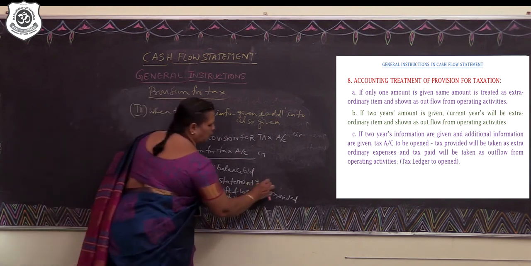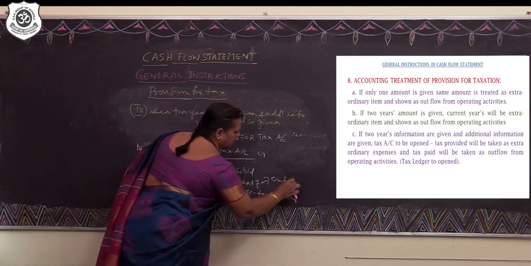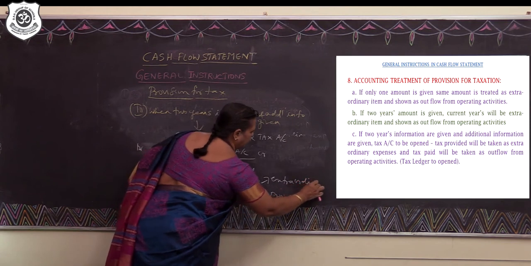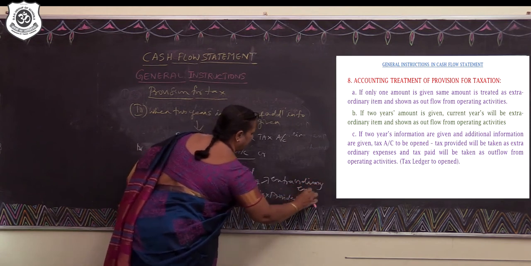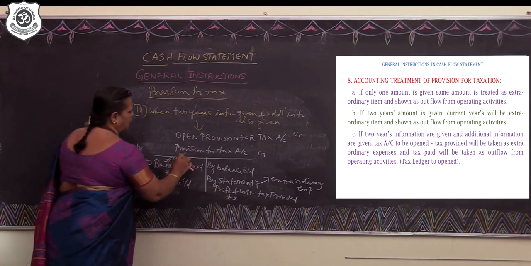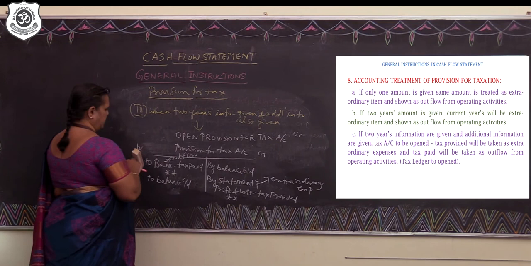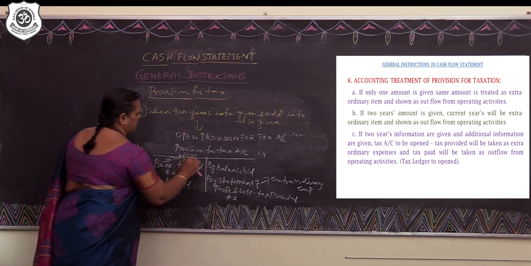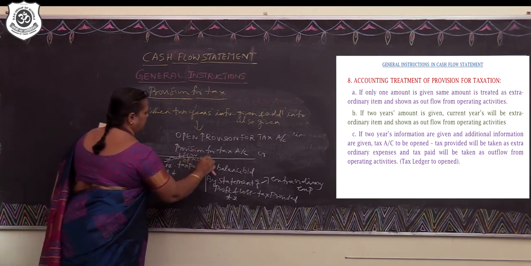If it is tax provided, this will be an extraordinary expense. And if it is tax paid, this will be an outflow from operating activities.